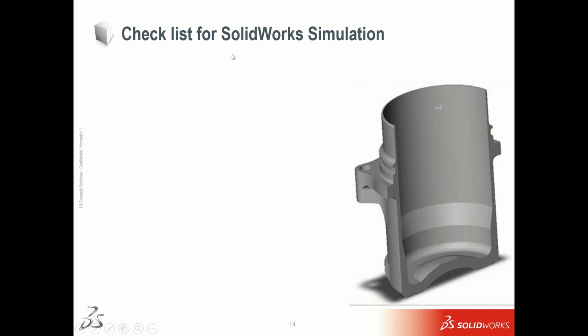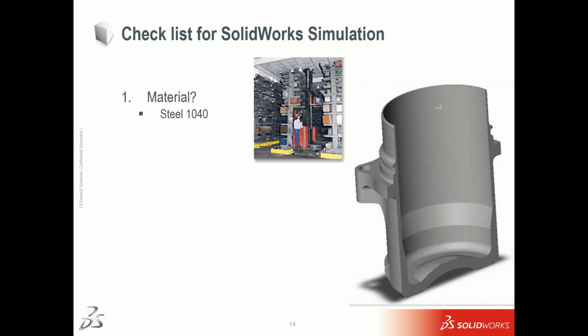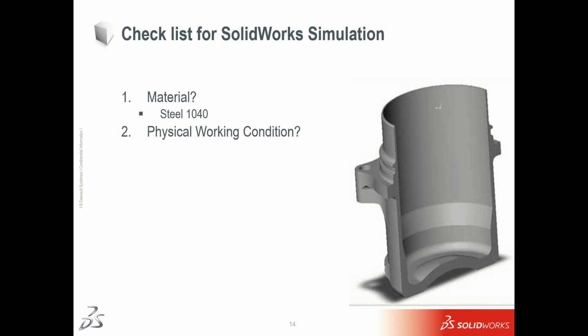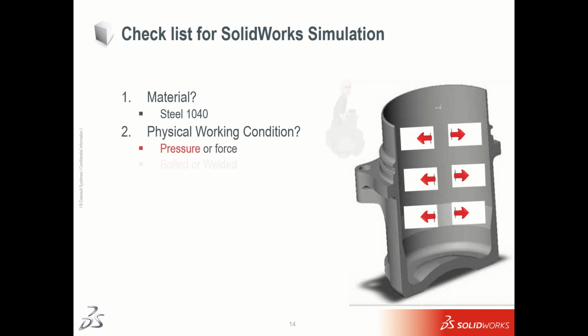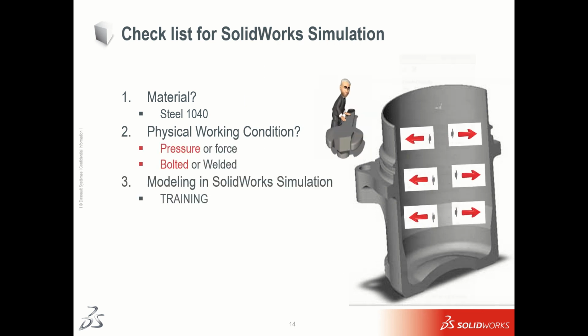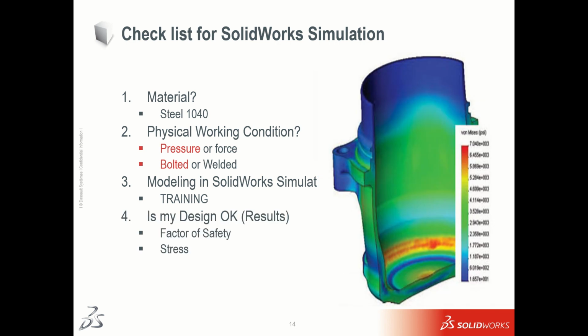So finally, here is the checklist of your SolidWorks simulation. First you need to check the material, then you need to check the physical conditions: the pressure, force, fixtures, whatever is holding your part. And after that you can perform the analysis and check the result. You can predict the factor of safety and stress, and say whether your design is safe or not. So that's it for this session. This is the whole introduction about the static part of SolidWorks simulation.